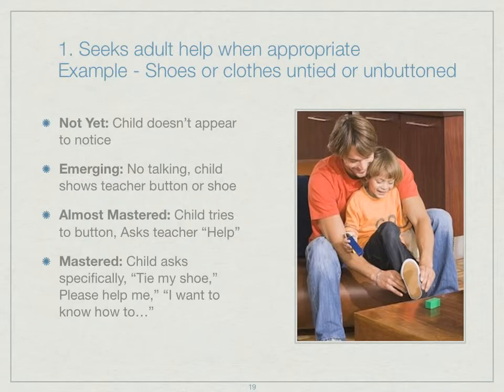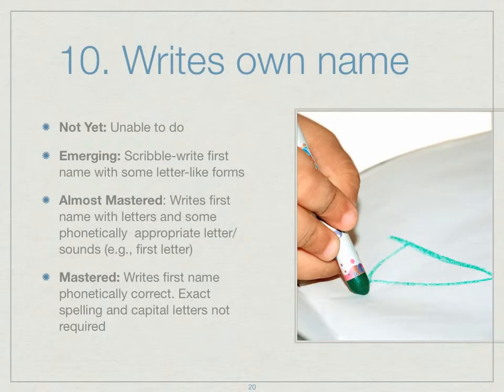Here is an example of how KSEP item number 1 might be completed. What if a child's shoes are untied? A child would be rated at the mastered level for this item if they clearly communicated that they needed help and specifically indicated that the help was needed to tie their shoes. It is common for students to engage in some writing-related tasks during the first 3 weeks of school. If by the end of the 3-week period they can write their names in a phonologically correct manner, then they would be rated at the mastered level.